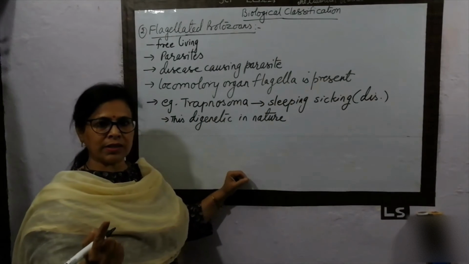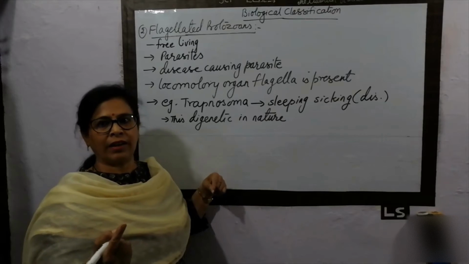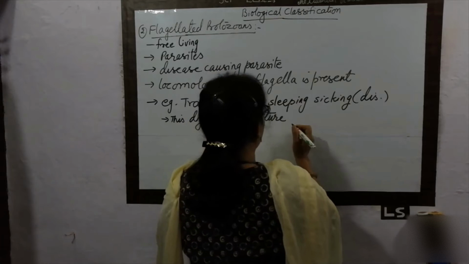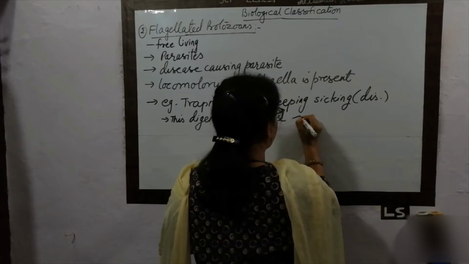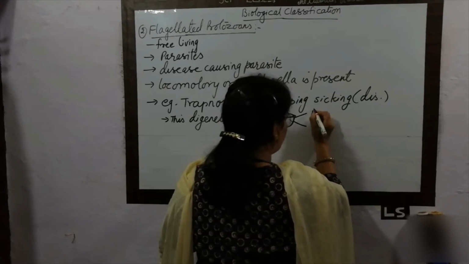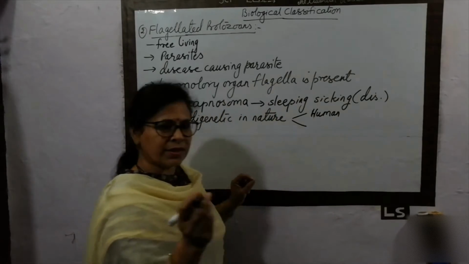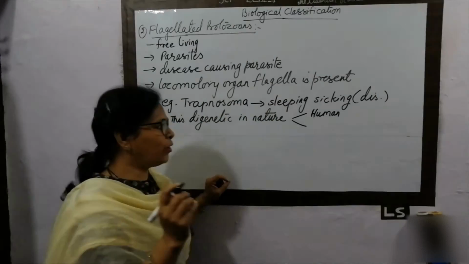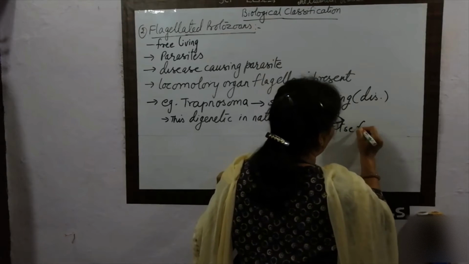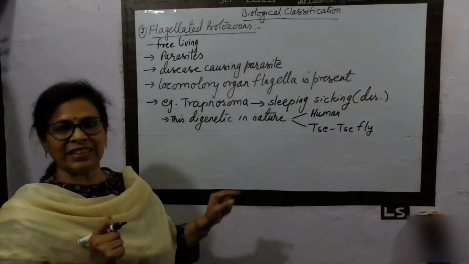So one host is the human or man, and the other host is the tsetse fly, a type of fly. Digenetic in nature means it needs two hosts. One is the human, and the other is the tsetse fly. So they need two hosts for their life cycle, and are called digenetic in nature.